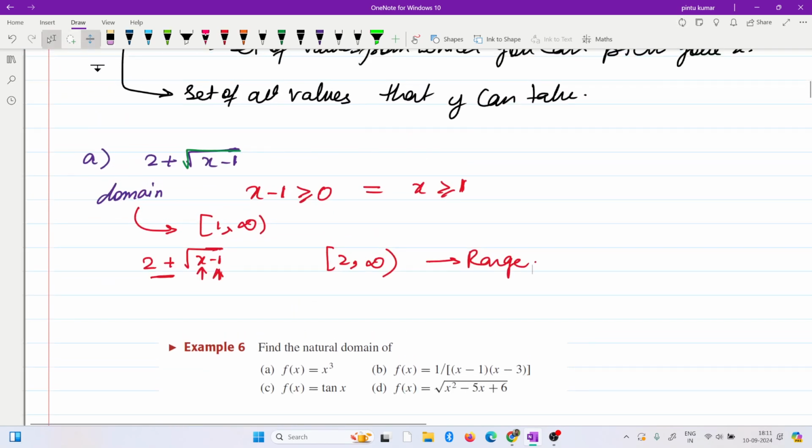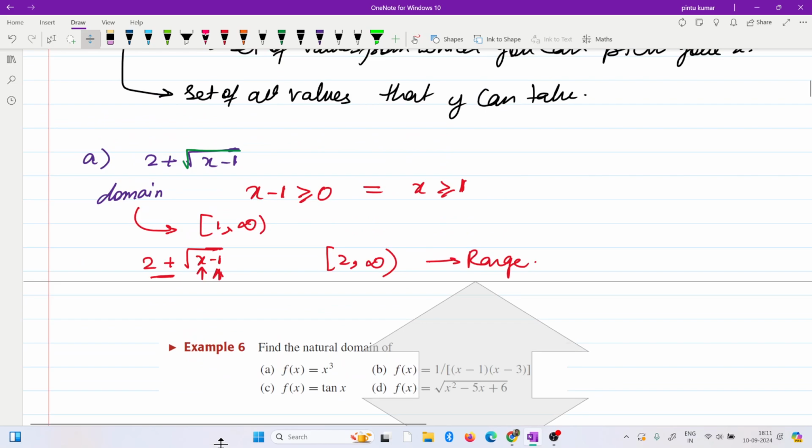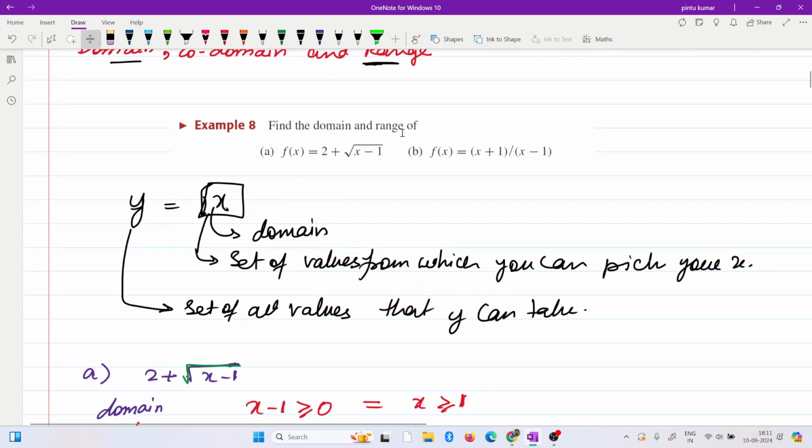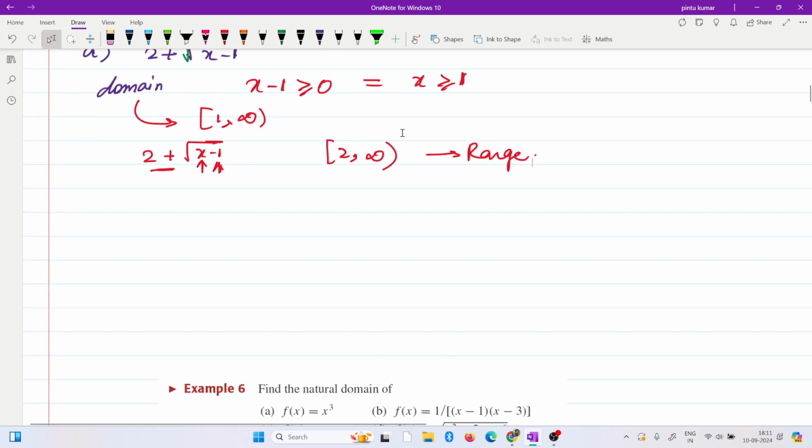Similarly, let's look at part b. Part b is x plus 1 divided by x minus 1.